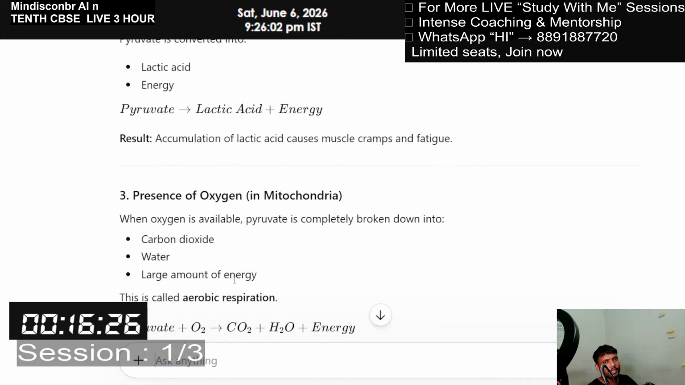So, three conditions we have discussed. First one, the aerobic respiration. Second one, anaerobic respiration, that mainly happens in yeast. And third one, in muscles, that leads to the formation of lactic acid.